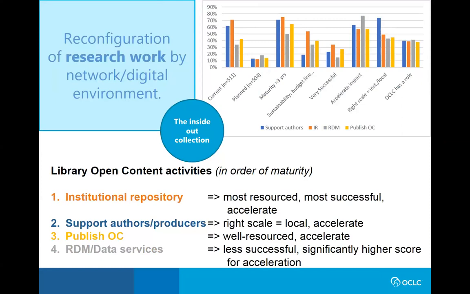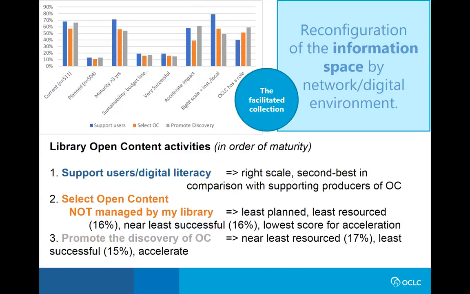Then we have the facilitated collection, and here that is supporting users to find open content, that is selecting open content not managed by my library, and that is promoting the discovery of open content. And here what is interesting to see is that selecting open content not managed by my library is the least resourced, is the near least successful, and has the lowest score for acceleration. So it seems that libraries are becoming less interested in selecting open content that is not managed by them. But on the other hand, promoting the discovery of open content is important to them. Even if it is not so well resourced and not so successful, they do want to accelerate.